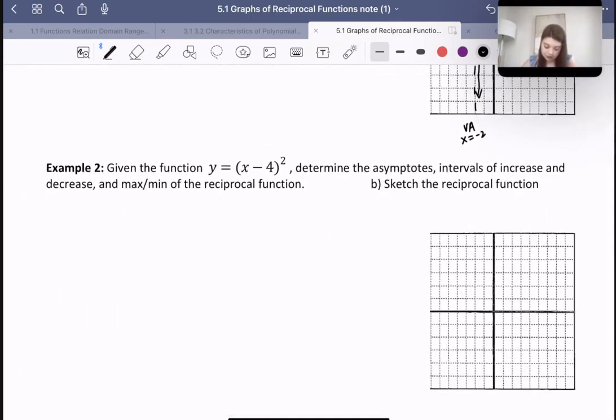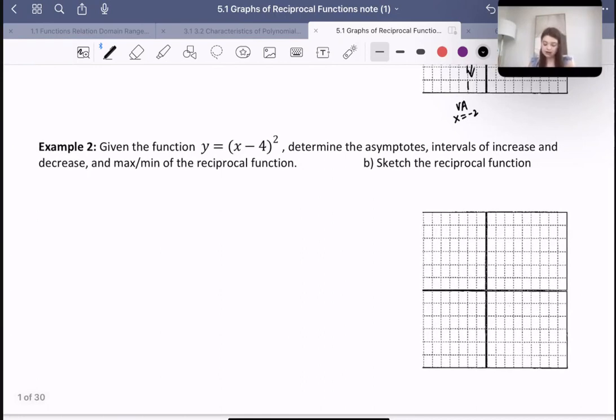It says, given the function y equals (x minus 4) squared, determine the asymptotes, intervals of increase and decrease, and minimum and maximum of the reciprocal function, and sketch the reciprocal function. Okay, so here's what I'm going to do first. I'm going to sketch the original function, because that will help us determine things about the new function. And actually, this time I'm going to write down stuff for f(x), our original function, and for our reciprocal function as well. Okay, so let's do that.